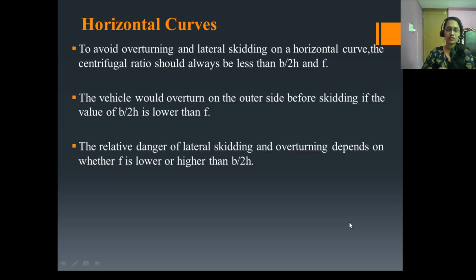Now to avoid the overturning and lateral skidding on horizontal curve, the centrifugal ratio should always be less than B upon 2H and F. The vehicle will overturn on the outer side before skidding if the value of B upon 2H is lower than F. So the relative danger of lateral skidding and overturning depends on whether F is lower or higher than B upon 2H. So with this I come to the end of this lecture.